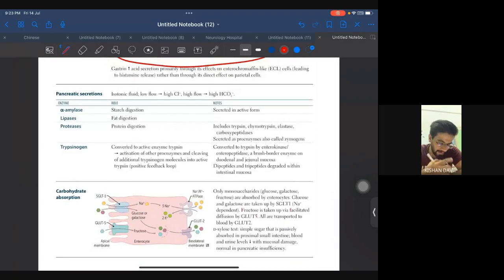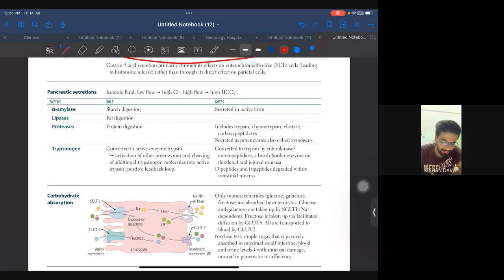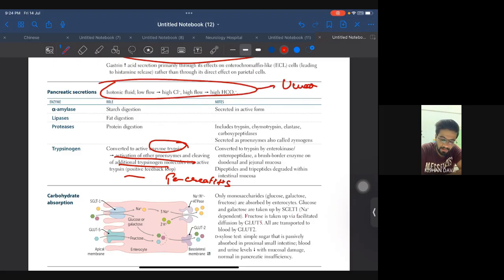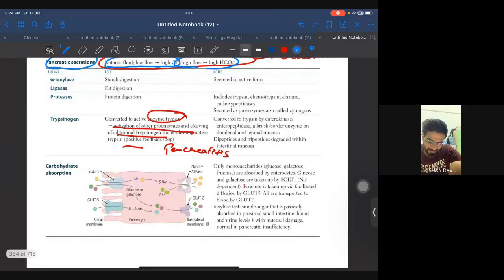And pancreatic secretion. In this, what you need to remember is how the trypsin is going to activate all other stuff. And if trypsin keeps increasing, it might lead to pancreatitis. So all these are the basic stuff, you just give a read. You never know how the questions will be asked, but here they asked one question in the UL. Isotonic fluid: low flow, high chlorine; high flow, high bicarbonate. They asked when there is a low flow which ion will dominate, and when there is high flow which ion will dominate. So remember this one line and then you're good to go.